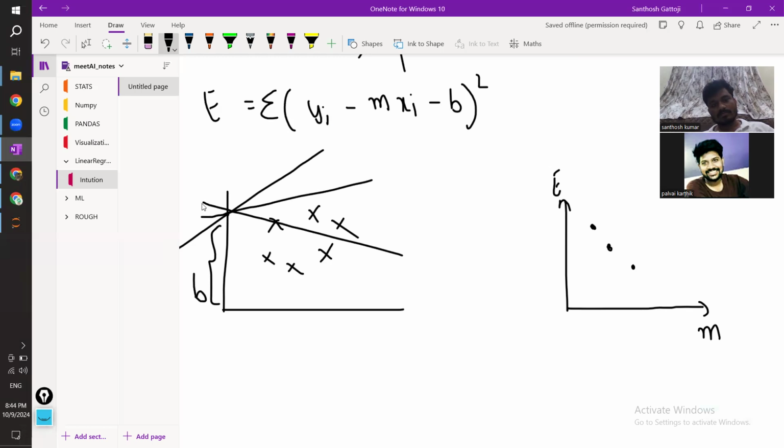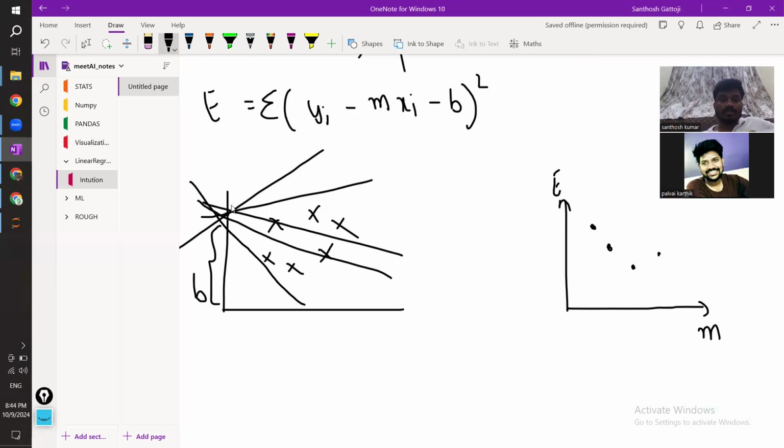Okay. It is passing the same data point. You see, that means the Y intercept will be the same. Initially for this line, the error might be more. Now, if you come closer, the error might be less. Again, if you go through, the error might be less. Again, if you pass, the error might slowly start increasing.